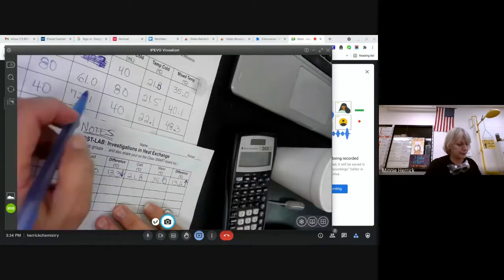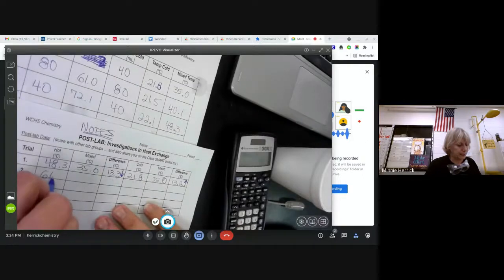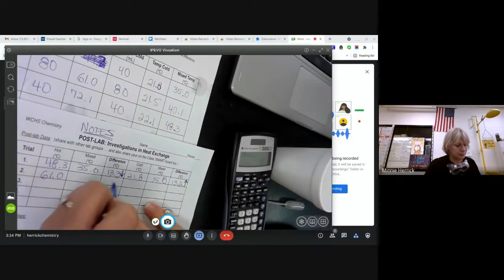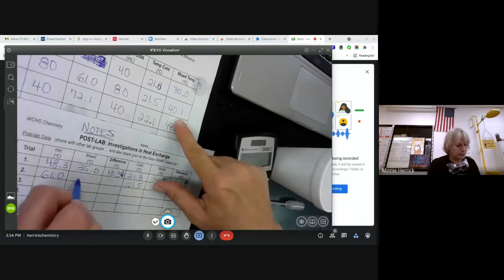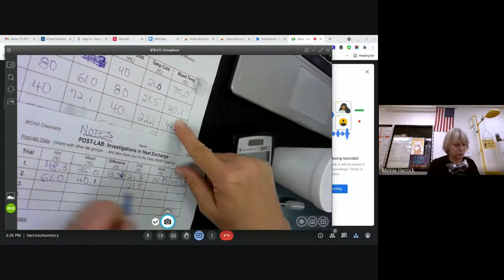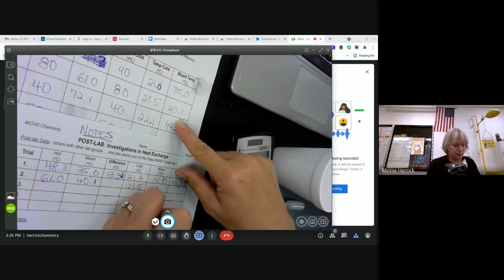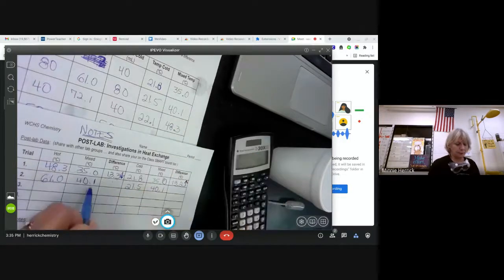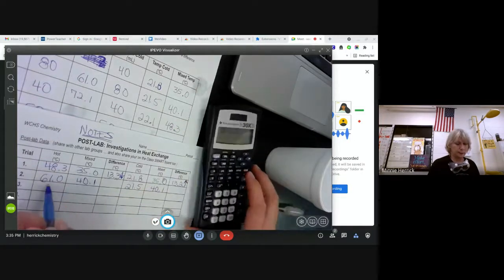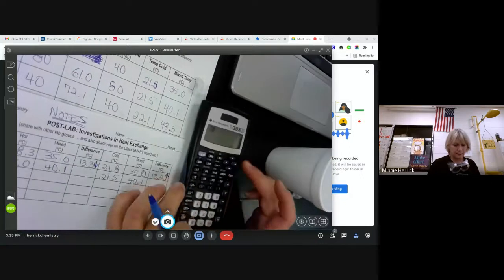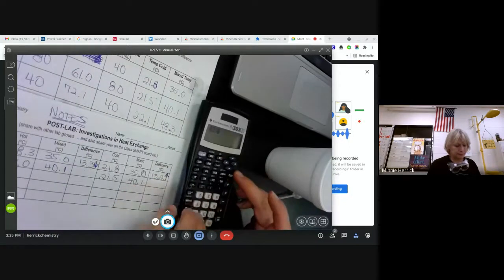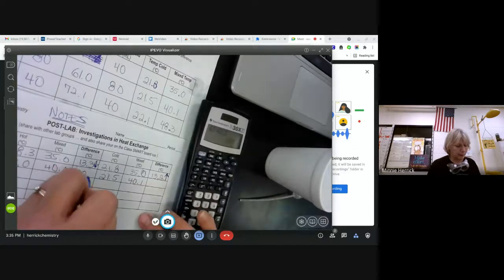So you're going to put the 61 degrees, and this was 21 degrees, and they met at 40. So the 40 is the mixed temperature. This is 40 here. And what you're going to do is see the difference. So we're going to take 61 here minus 40.1, and that's 20.9. That's going down 20.9.